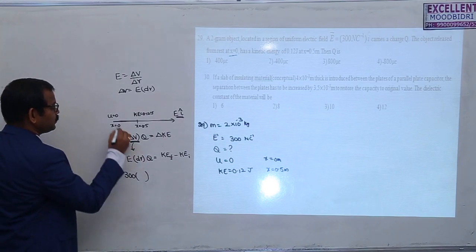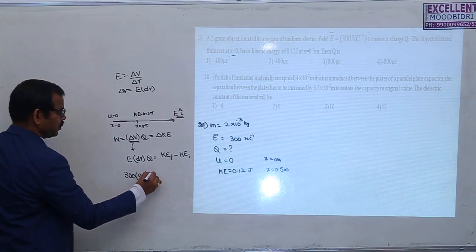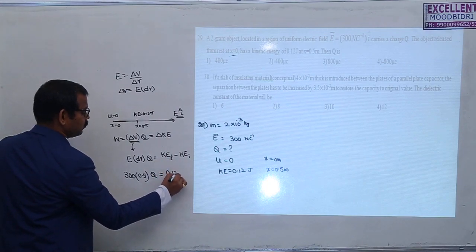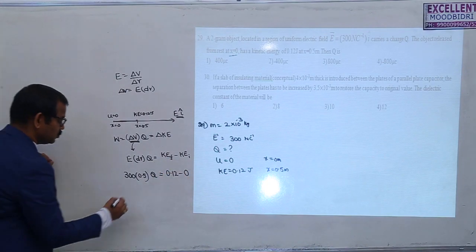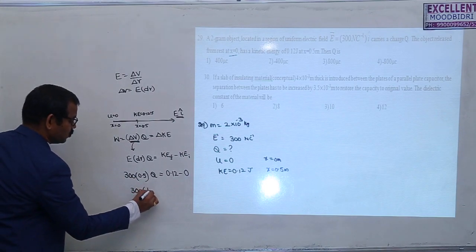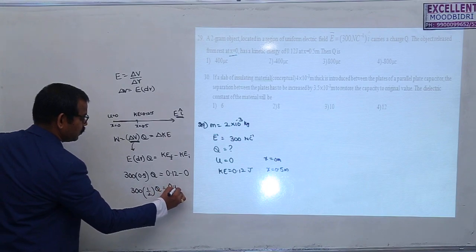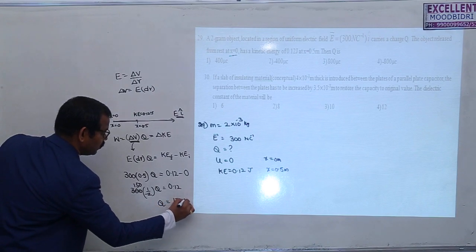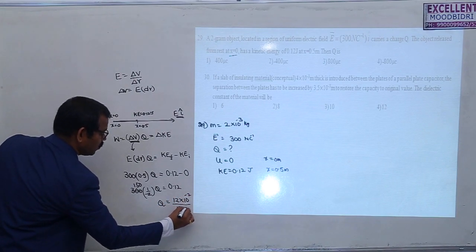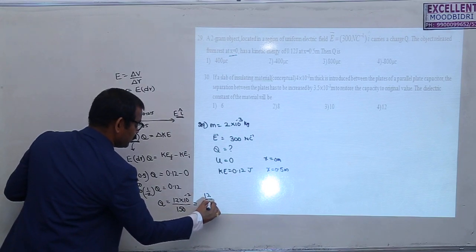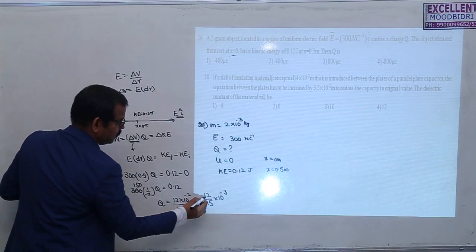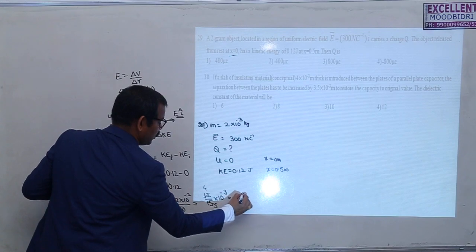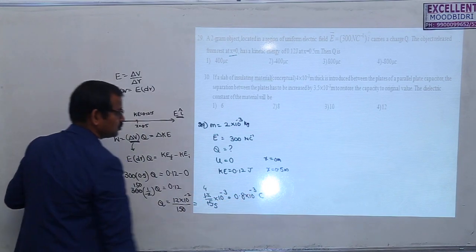So what is the electric field? That is 300, and the distance between these 2 points is 0.5. The amount of charge that is moving here is Q, which is equal to KE final, 0.12, minus KE initial, 0. So from this, 300 into 1 by 2 into Q is equal to 0.12. So this is 150, so Q is equal to 12 into 10 power minus 2 by 150. So this is 12 by 15 into 10 power minus 3. So 3 fours are 12 and 3 fives are 15, so this is 4 by 5, 0.8 into 10 power minus 3 coulombs.